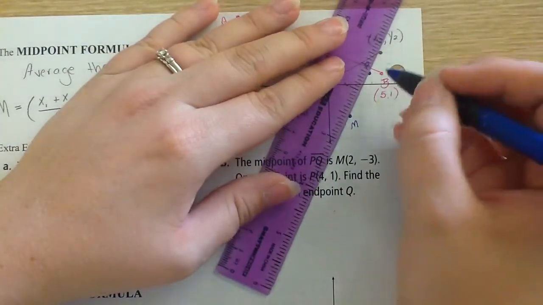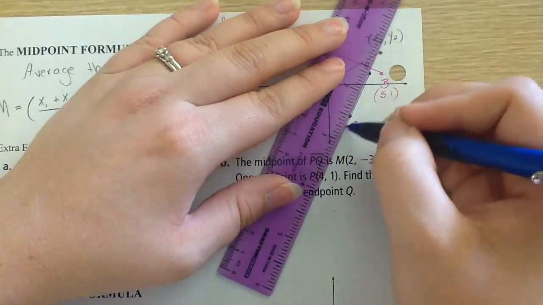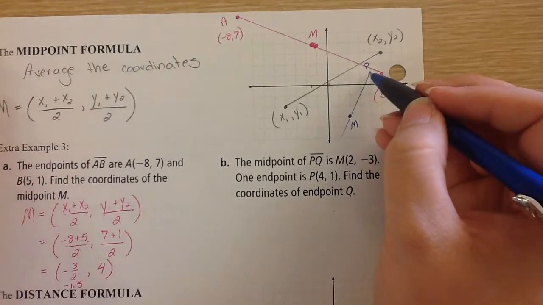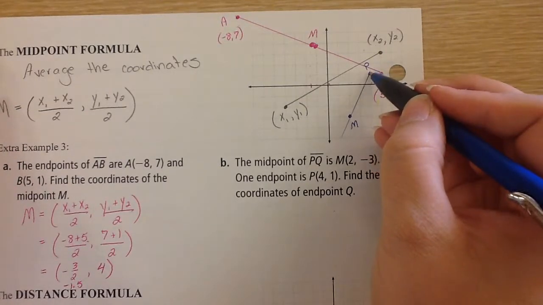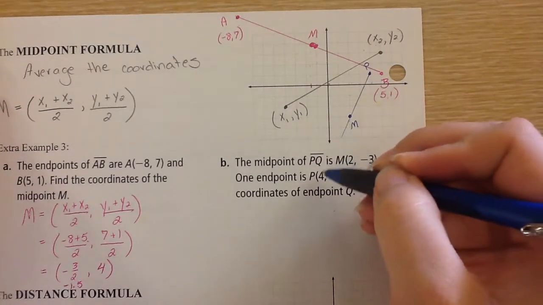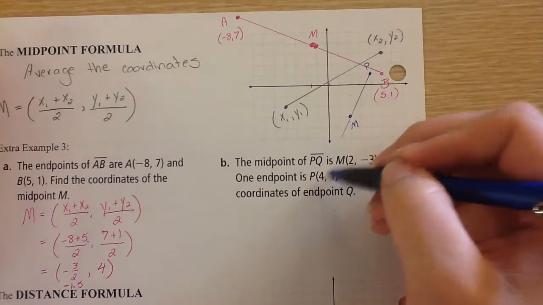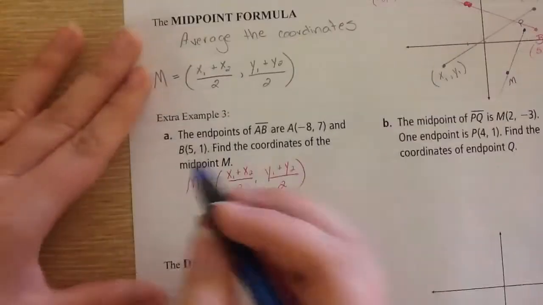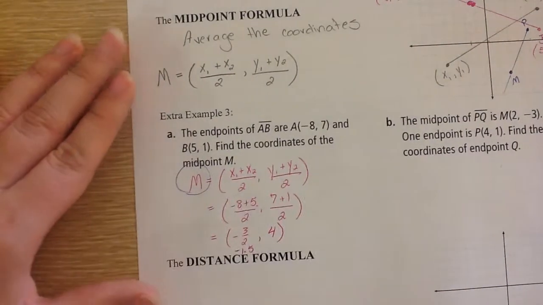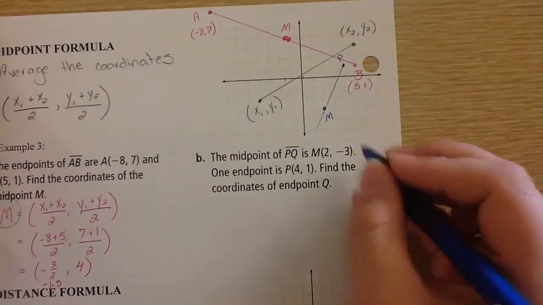So I know I have a segment, okay, that's going to go to M. P, go through M, and come down here. Q is going to be down here somewhere. We need to figure out what point Q is. M is the midpoint. M is this point M. So we're looking for the coordinates of point Q.